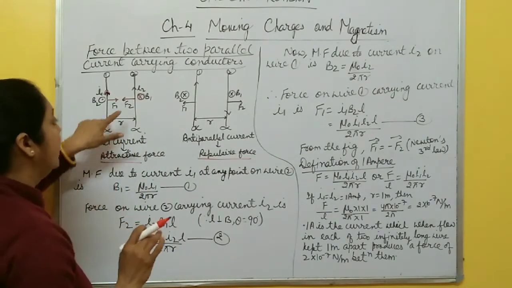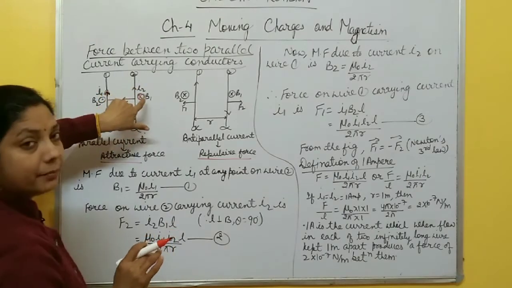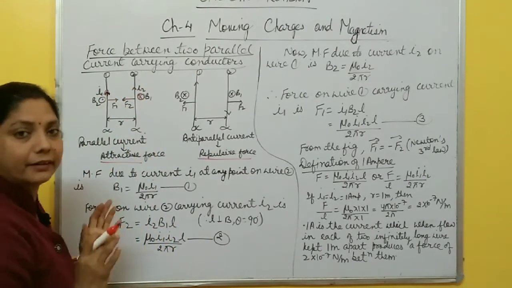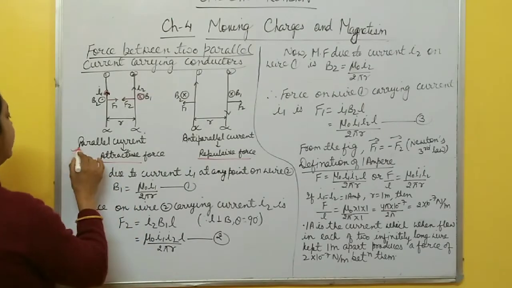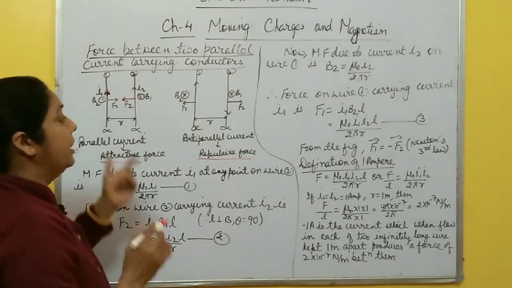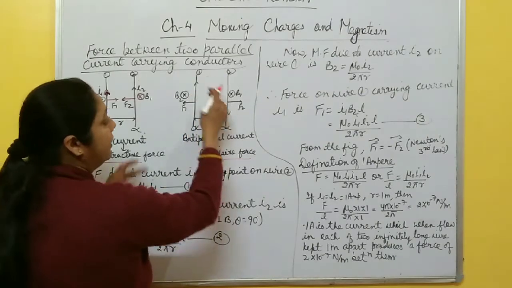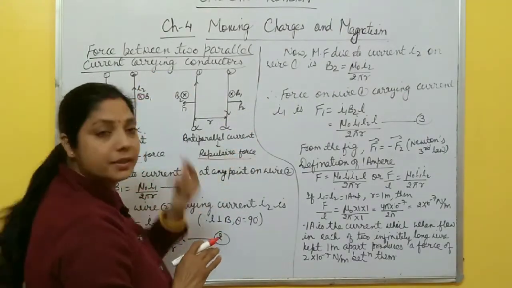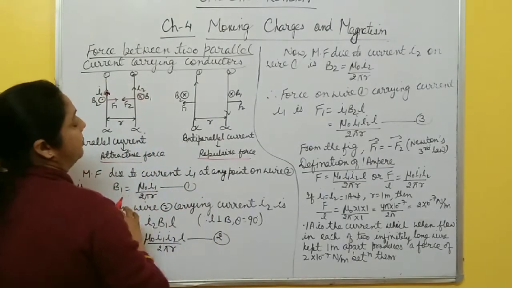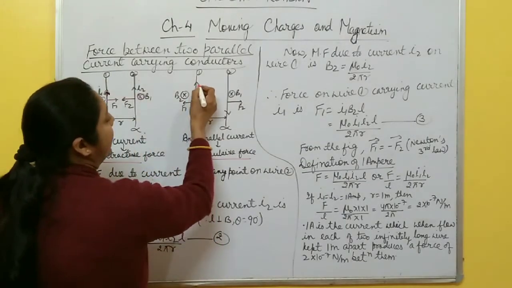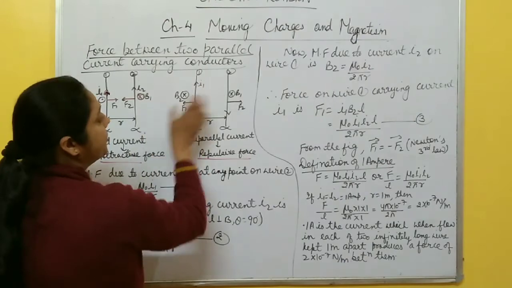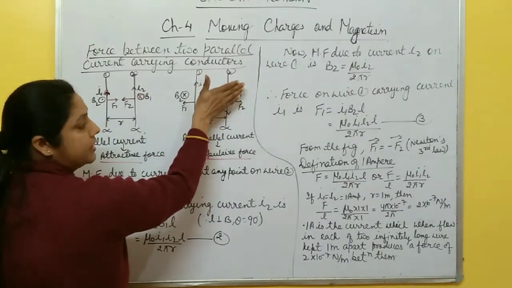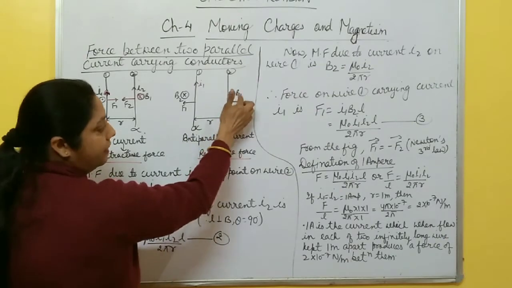It means if the current is flowing in the same direction, the force between the two conductors is attractive in nature, right? Is it clear? Now, if current is flowing in the opposite direction, which means anti-parallel current is flowing, how is this force repulsive in nature? So, suppose here current I1 is flowing in the first conductor, and due to this I1 current, the magnetic field on the second conductor is inward, B1, right?